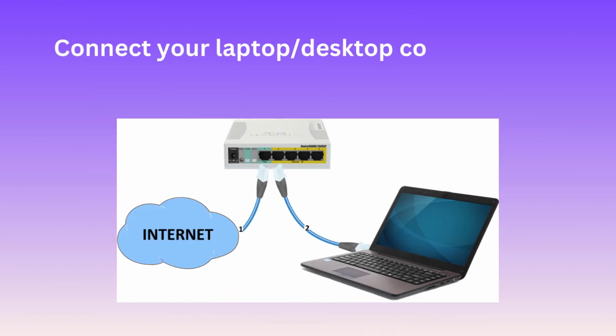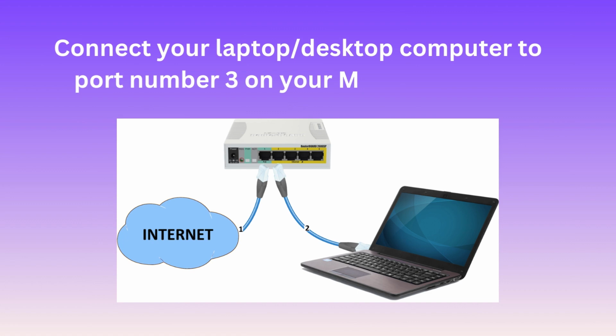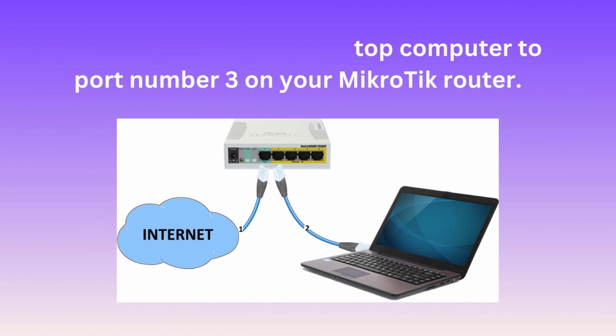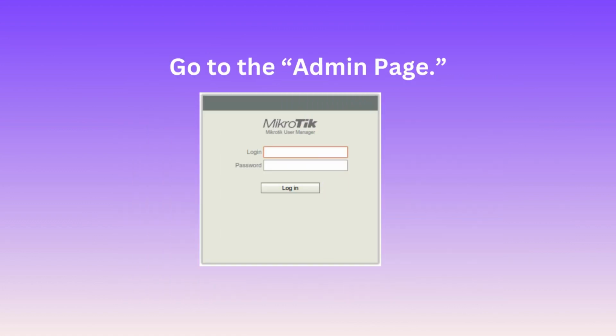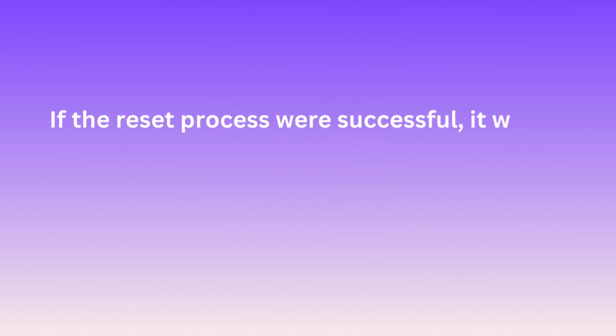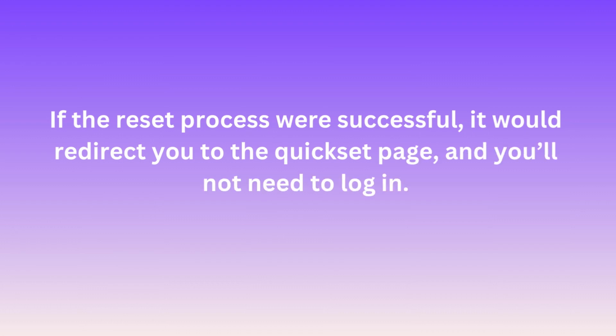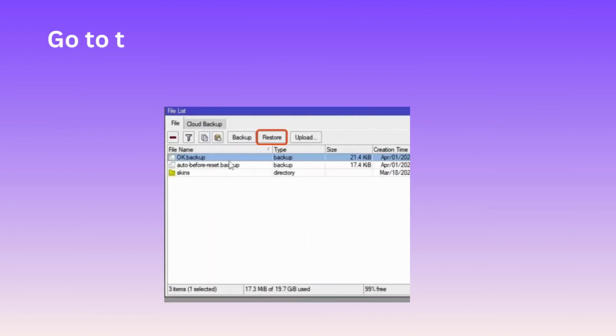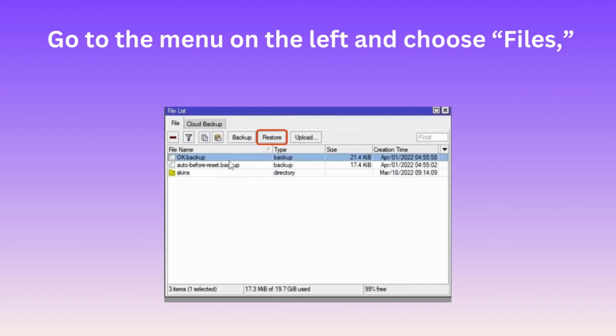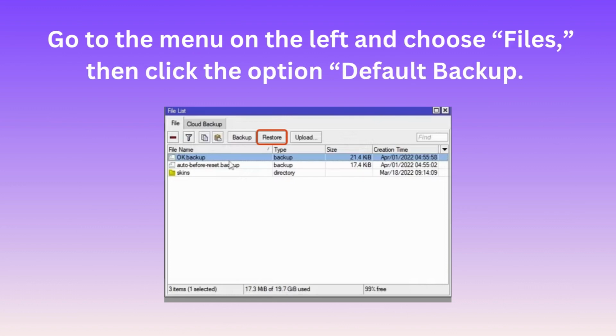Connect your laptop or desktop computer to port number 3 on your Mikrotik router. Go to the admin page. If the reset process were successful, it would redirect you to the quick set page, and you'll not need to log in. Go to the menu on the left and choose Files, then click the option Default Backup.